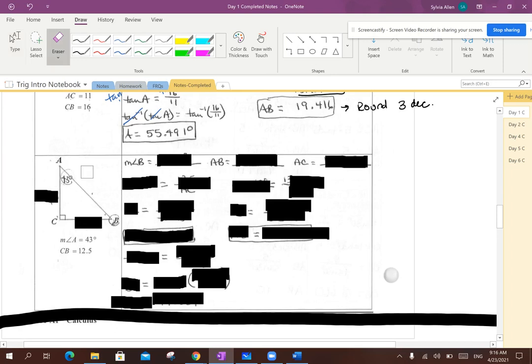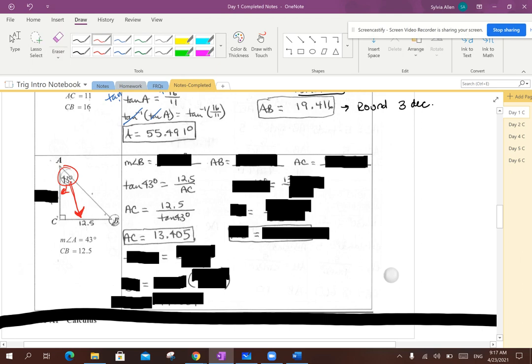So again, mark up what you know. Measure of angle A is 43, CB is 12.5. So let's go ahead and analyze what we're given. So we're given an angle and the side opposite. So I could definitely find, using that, the hypotenuse, and I can also use the adjacent. So let's take a look at tangent of 43. So that's going to be opposite over adjacent. And then now what we're going to do is multiply both sides by AC. And then we're going to divide by tangent of 43. And then you put that into your calculator.